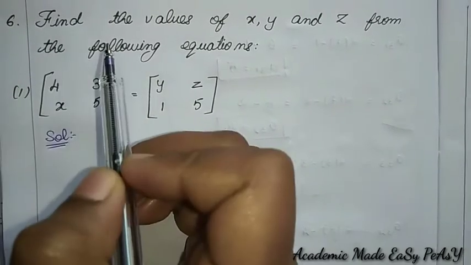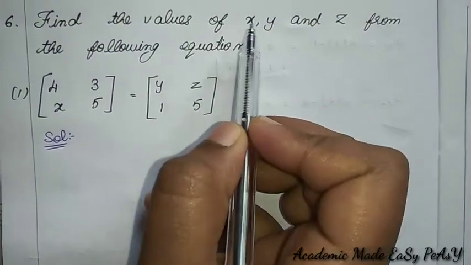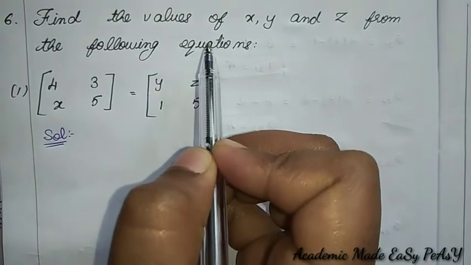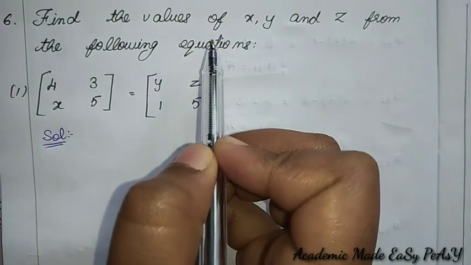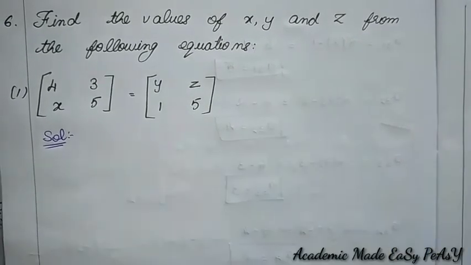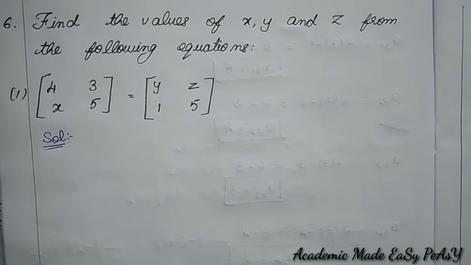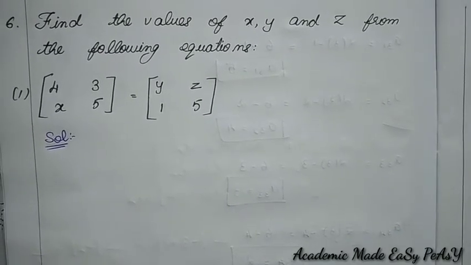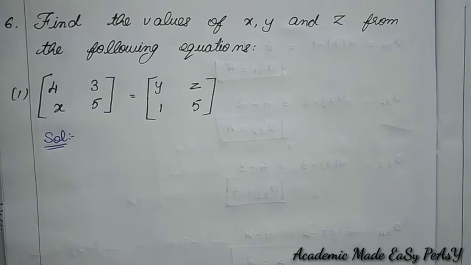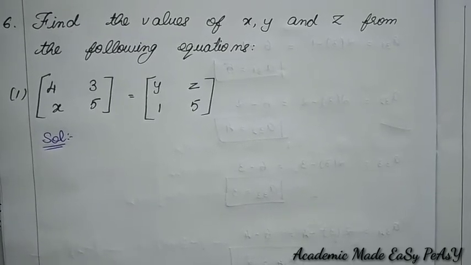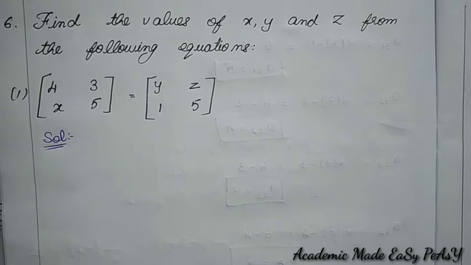Question 6. Find the values of x, y and z from the following equations. In this question, we will be learning to find the values of x, y and z using equal matrices. So what is an equal matrix? The corresponding elements will be equal, isn't it? So using that property, we will be finding the values of x, y and z.